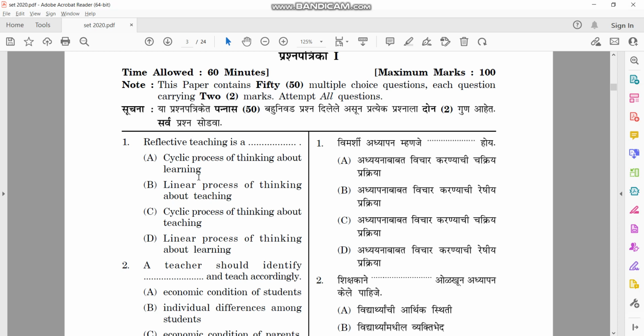So options are here: cyclic process of thinking about learning, linear process of thinking about learning, cyclic process of thinking about teaching, linear process of thinking about teaching. So the correct answer is cyclic process of thinking about the teaching. That is nothing but reflective teaching.